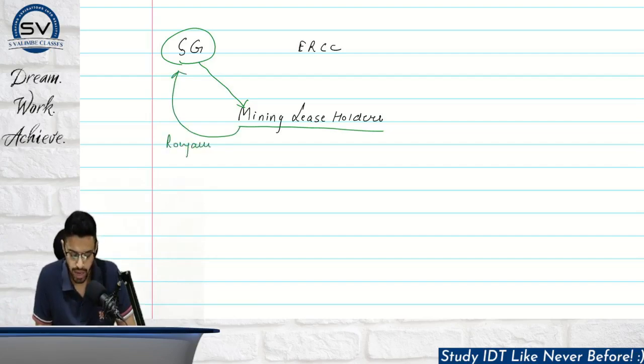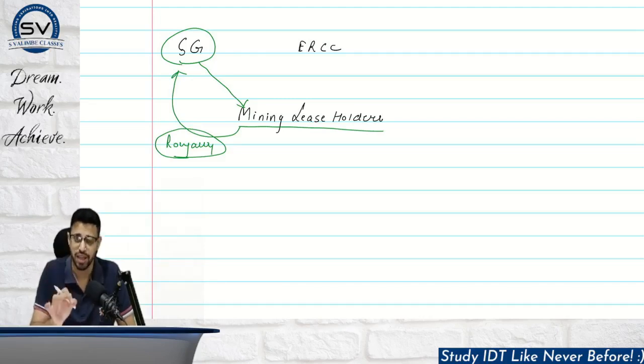Now, collection and checking of these royalties, it's not an easy task. This is an administrative task. So checking and collection of royalty on behalf of state government is assigned to these ERCC contract people. Okay. So basically the right is to collect royalty. Right to collect royalty.